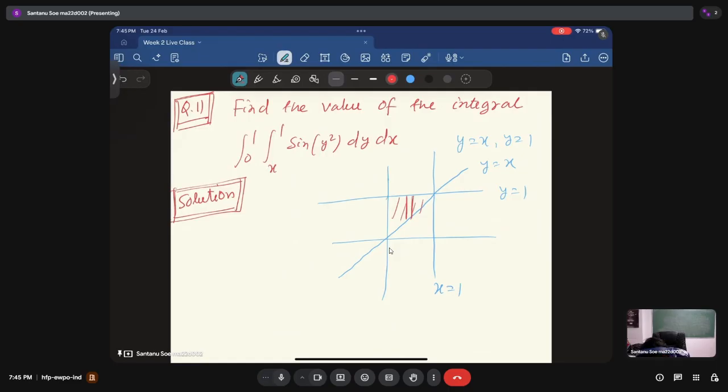Okay. So we're going to change the order of the integration so that it would be easy to find out the value, right? So we're going to take a strip from here to here. Okay. So this is going to be x equals 0 to x equals y, and then y will vary from 0 to 1. This is 0 comma 1. Correct.